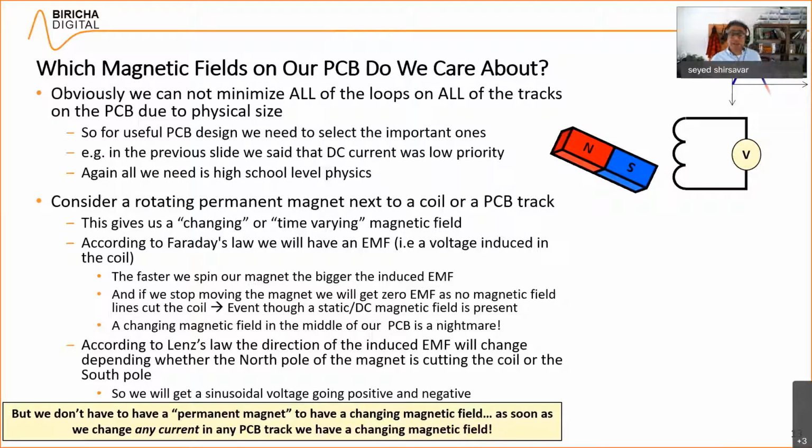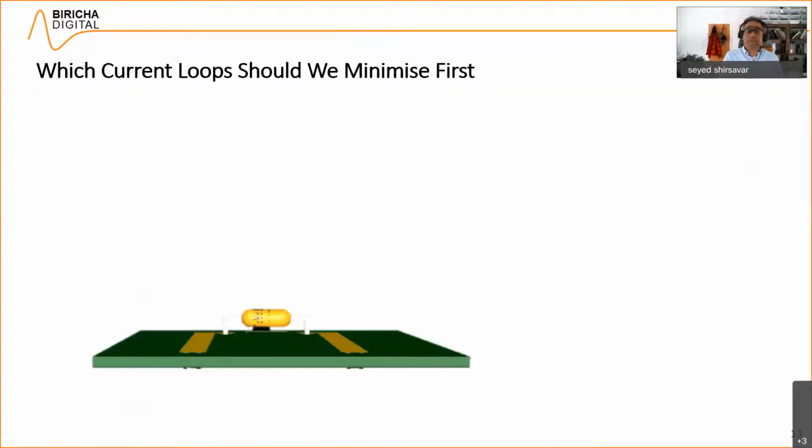But we don't have to have a permanent magnet attached to a drill spinning in order to have a changing magnetic field. As soon as we change any current on a PCB track, we get a changing magnetic field. And that is why an AC current changing is a lot more important in terms of EMC and PCB layout than DC, because an AC current is like a rotating magnetic field. It's a time-varying magnetic field, whilst DC current is a magnetic field that is constant.